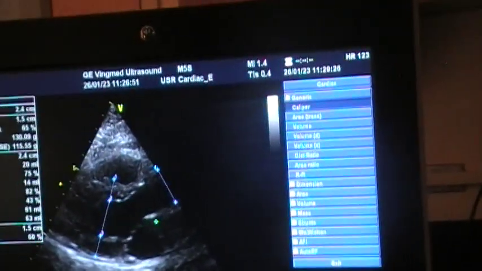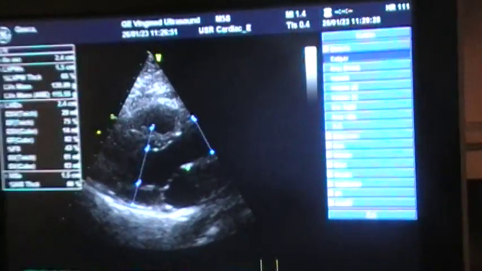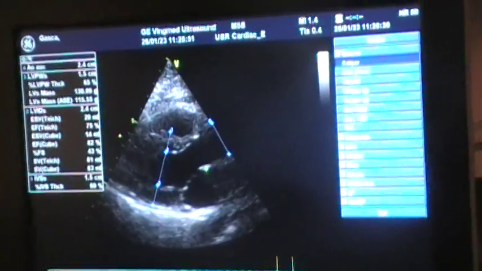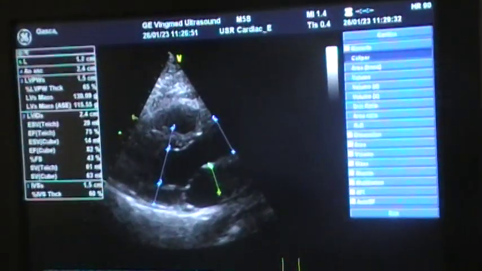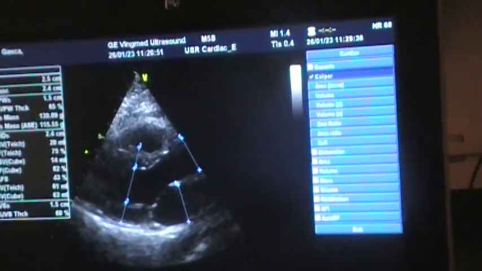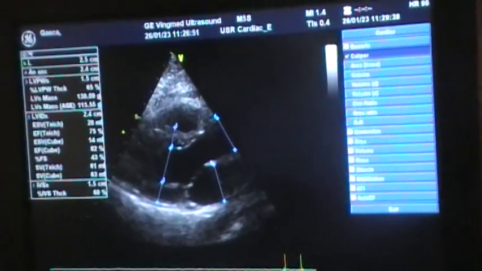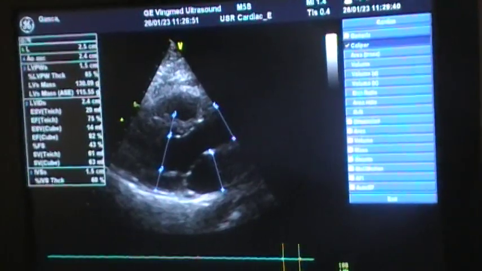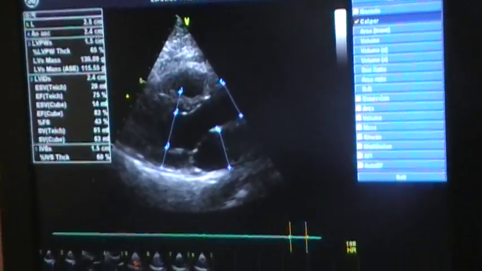So left atrium is measured in systole also, because that's where it's the biggest. And you just measure inner to inner because you're measuring the inside of the chamber. So right there. And then you would just take a picture of all your measurements here, and then you can move on. Any questions about any of those?